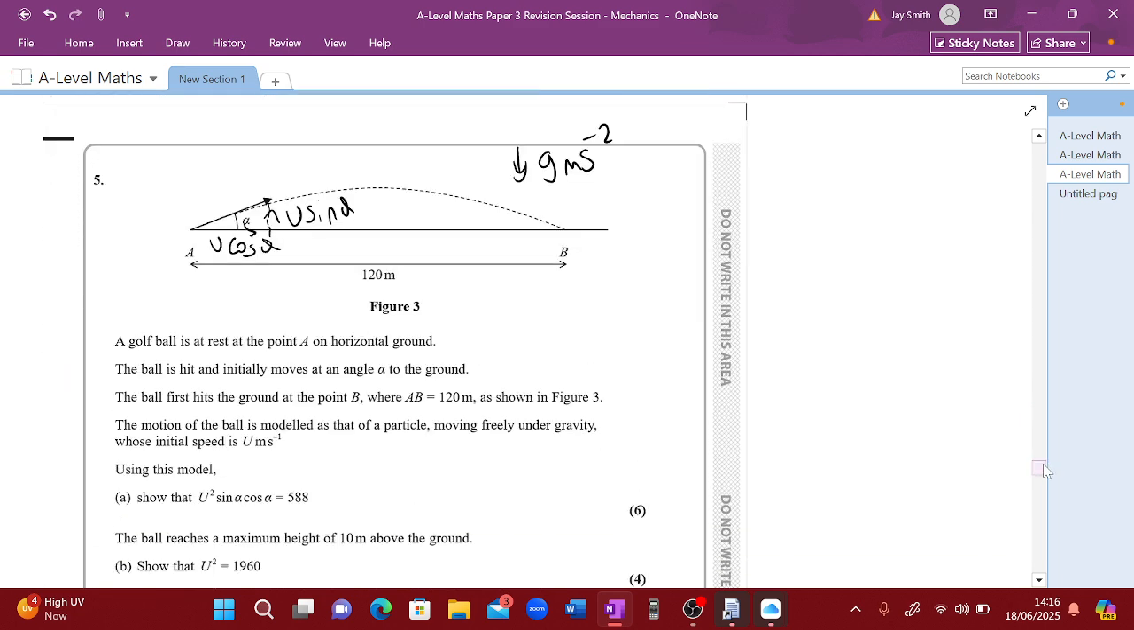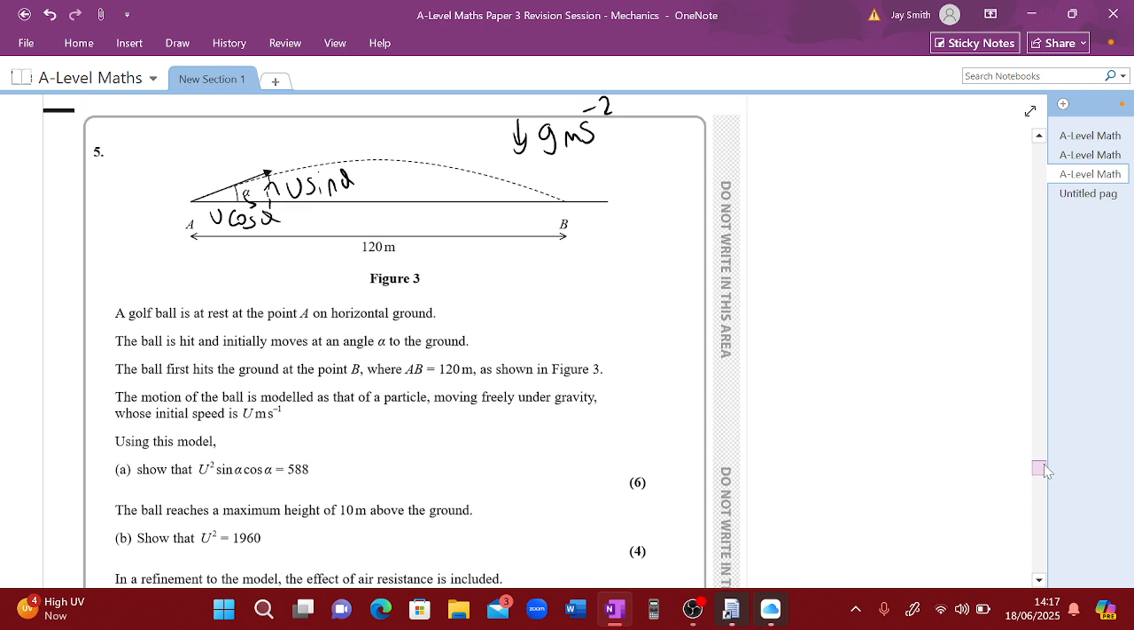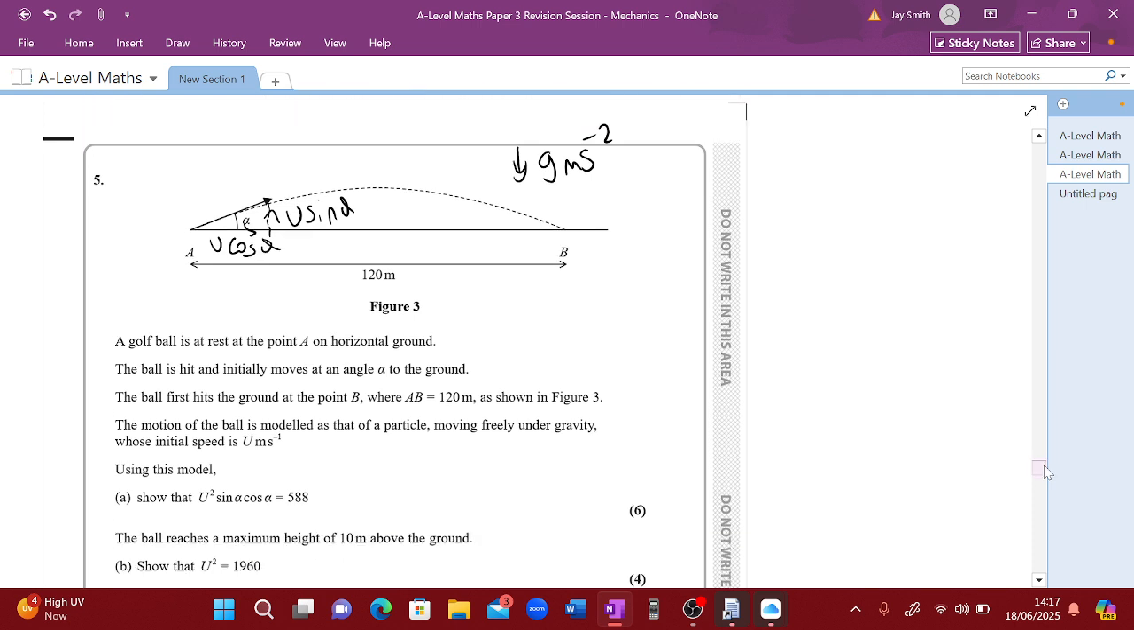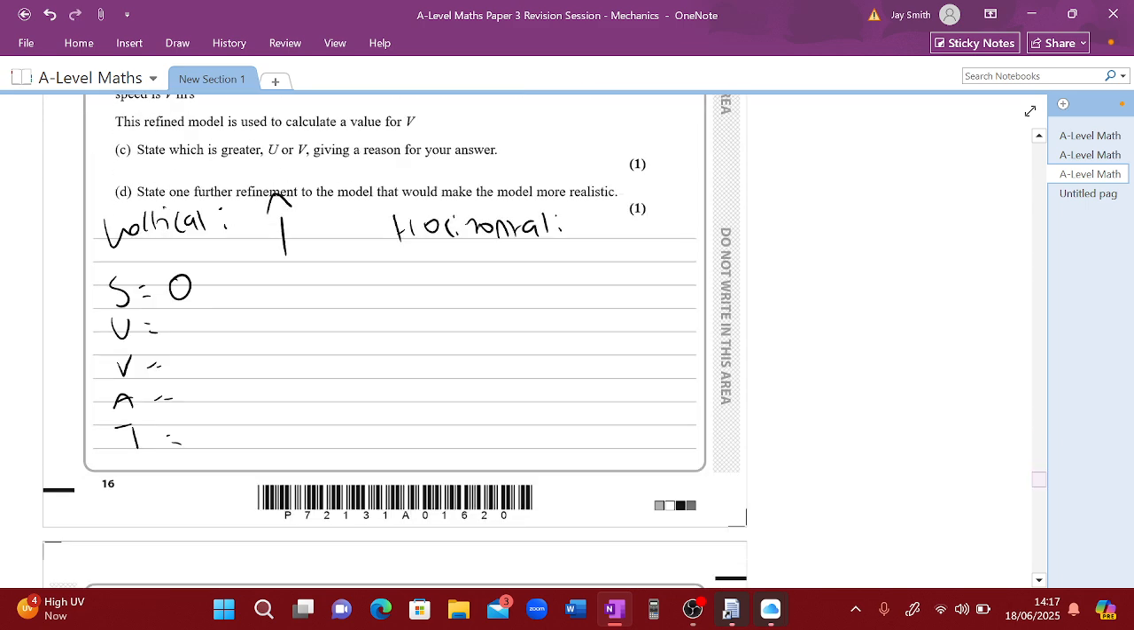Notice I say displacement. Okay. So the displacement is the overall difference of vertical height between the start and the end. But here there is no difference between the start and the end because they both start on the ground and end on the ground. So the overall displacement is 0. U, the initial vertical speed, is going to be u sine alpha. That's going up. So u sine alpha.